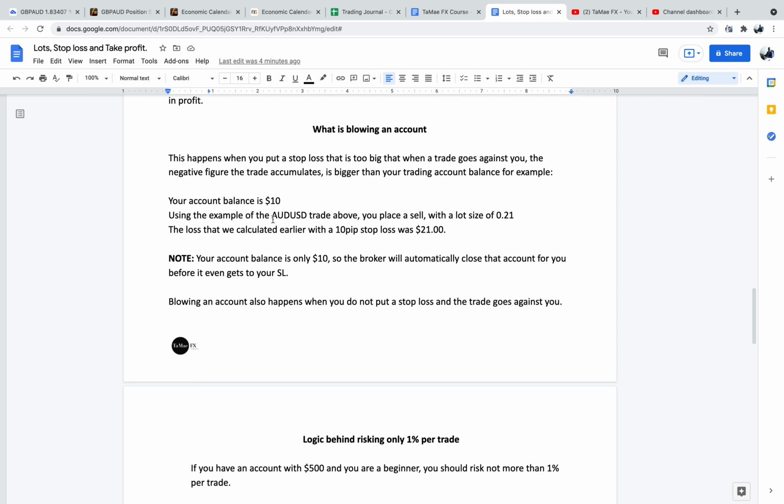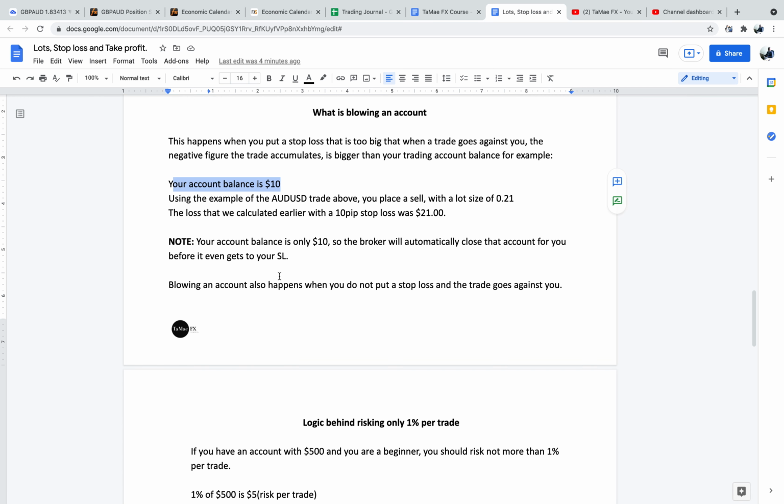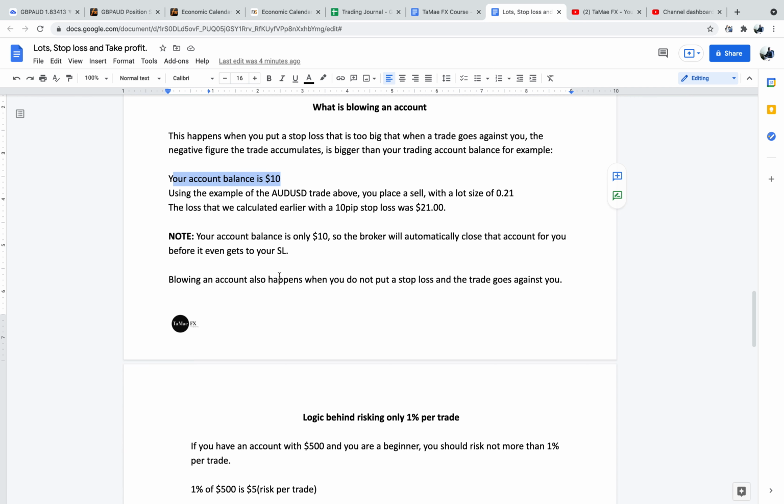Using the example above, Australian dollar, US dollar, you place a sell with a lot size of 0.21 when you have a balance of $10. The loss that we calculated earlier with a 10 pips stop loss was $21. Note, your balance is only $10. So the broker will automatically close your account for you before it gets to your stop loss. That's when you see people crying, saying my account is blown. That would have happened because they're using the wrong risk management, which we'll talk about as we go.